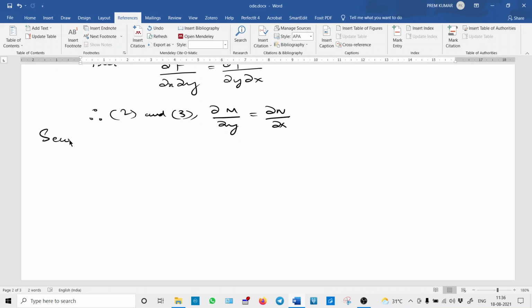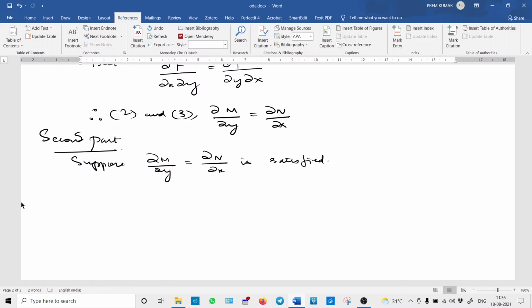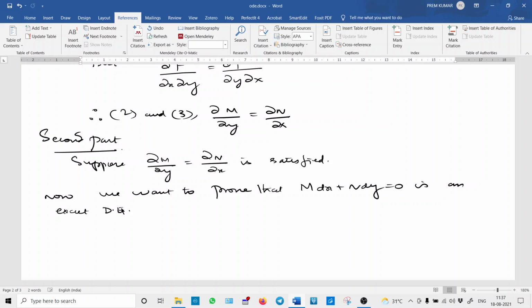What is the second part? Suppose dou M by dou y equals dou N by dou x is satisfied. Suppose the condition is satisfied. So now what we have to prove? We want to prove that the given differential equation M dx plus N dy equal to 0 is an exact differential equation. We have to prove this.